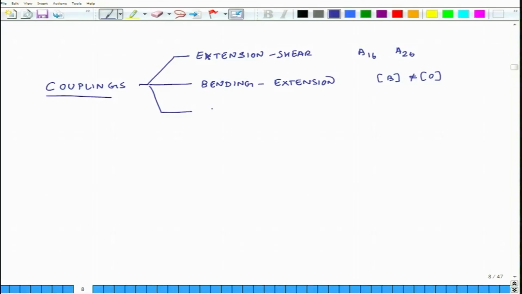And the third coupling we had discussed was bending twisting. So, you try to bend something, but it not only bends, it also tries to twist, and vice versa, and this happens when D16 and D26 are not equal to 0. So, again we will explore how we can reduce or eliminate the effects of these terms also. So, we will start with the simplest one. So, we will start with bending extension coupling.